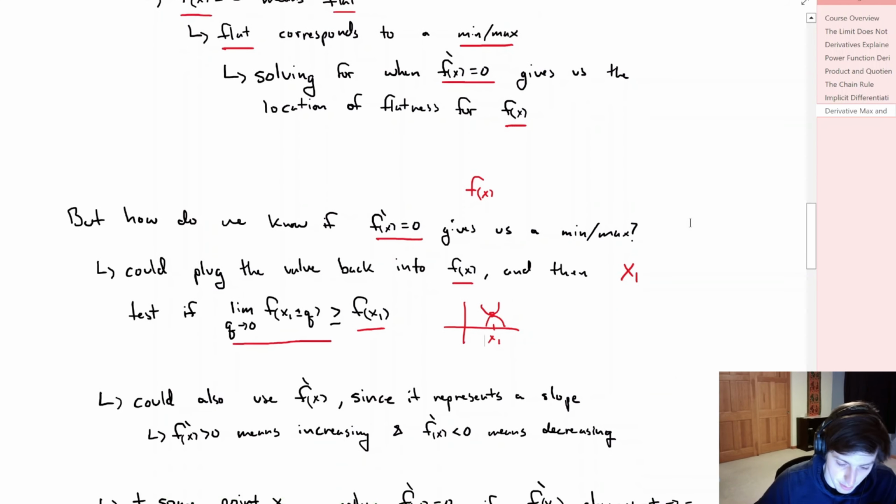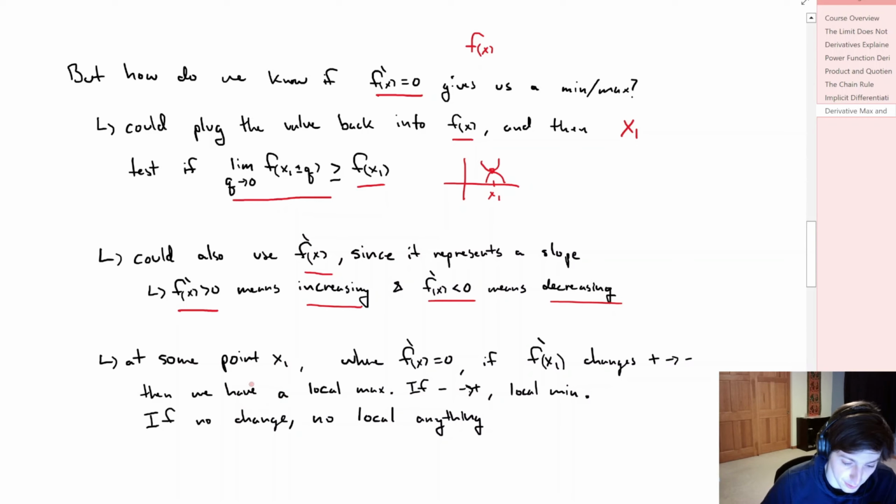But the derivatives that we're looking at can actually be quite useful, because recall that the derivative represents the slope. So if that derivative is greater than 0, it means that we were increasing, and if it's less than 0, we're decreasing. And putting even more words onto the whiteboard, if we had that critical point x1, where that derivative was equal to 0, we look at the derivative before x1 and after x1. If that changes from positive to negative, then we can say that we had a local max.